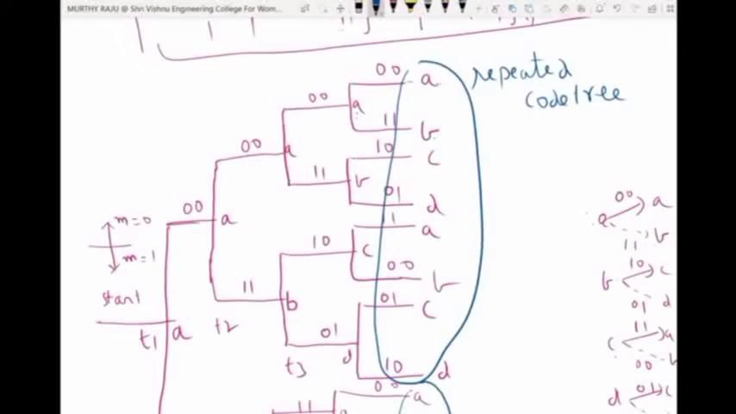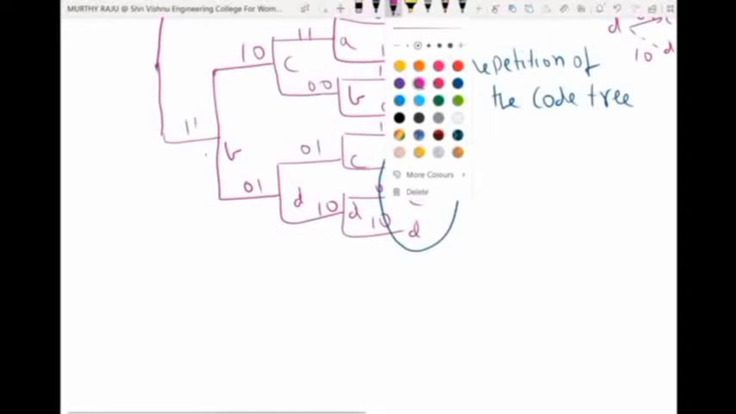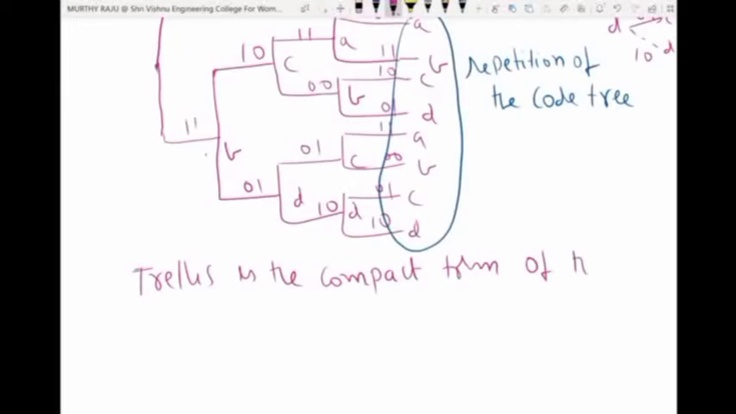Here the code tree has a repetitive structure after 3 levels. After 3 levels means T1, T2 and T3 levels. Consider all these levels. The code tree has a repetitive structure. Trellis is the compact form of the code.